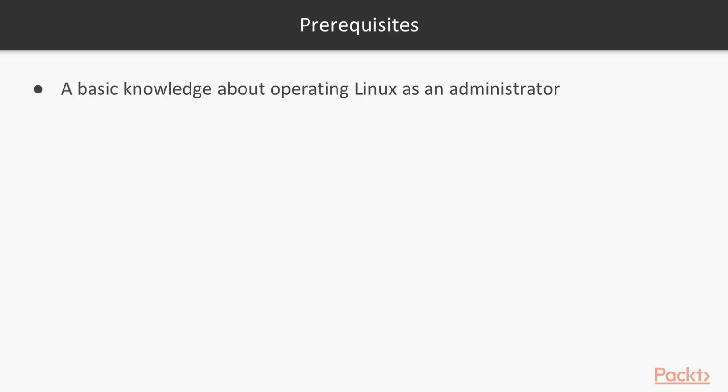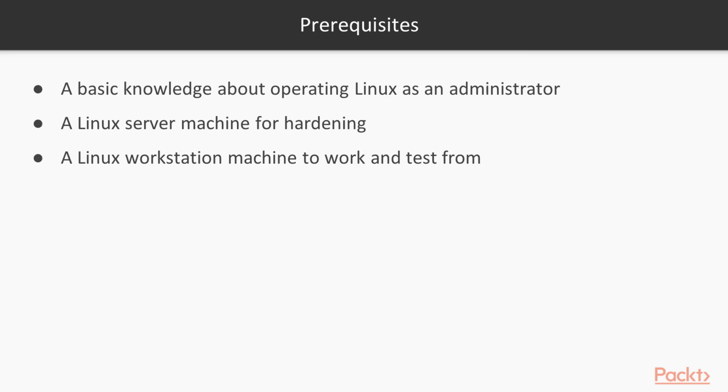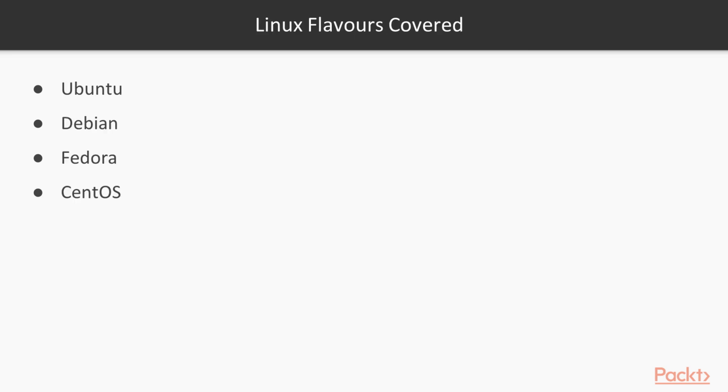To benefit from this course, you need basic knowledge of operating Linux as an administrator to understand the exercises. You will also need a Linux server machine for hardening. You can take part in the exercises. And finally, you also need a Linux workstation to work and test from. Both Linux machines can be virtual machines or physical machines. That doesn't matter. The Linux flavors covered are Ubuntu, Debian, Fedora, and CentOS, but basically the knowledge can be applied to every Unix operating system.